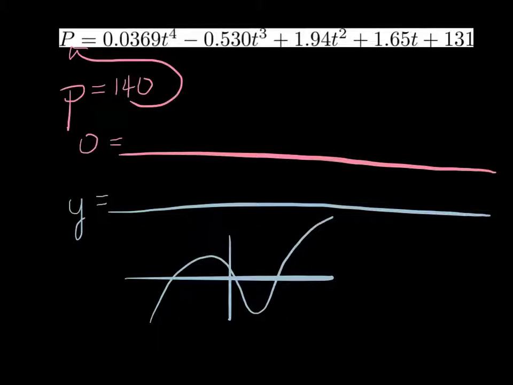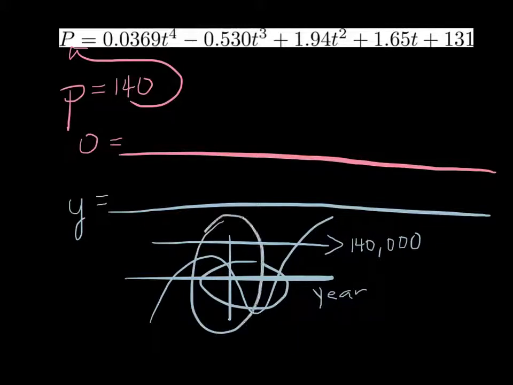Now, 140,000 is going to be your y. So over here, it's going to be somewhere at 140,000, because your x-axis is going to be the year. So make sure that your years and your axis over here, sorry, there's so many squiggles, but this has to represent that 140,000 and this has to represent your years.